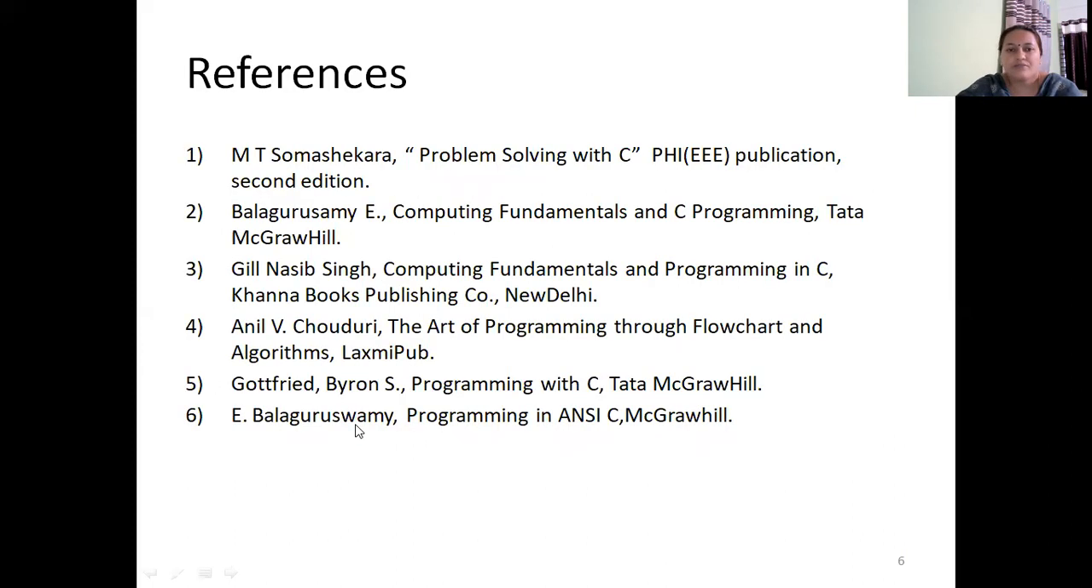Okay, so these are the features of a good algorithm. In this video you learned what is the meaning of algorithm, why it is required, and what are the features or characteristics of an algorithm.